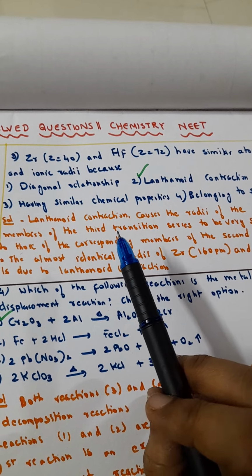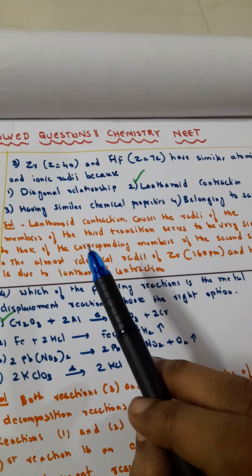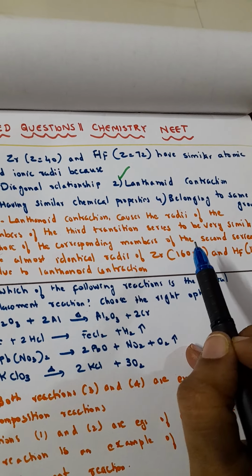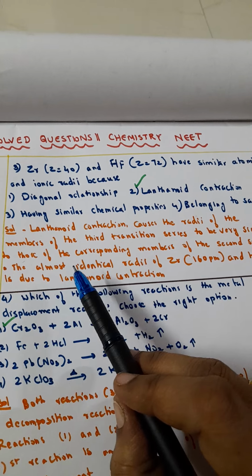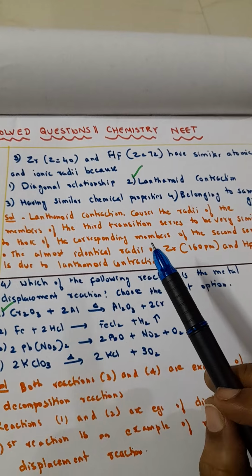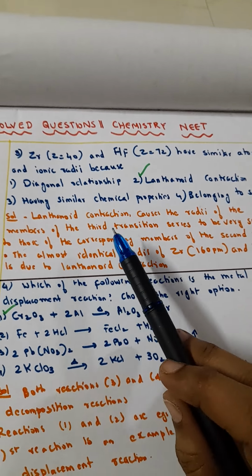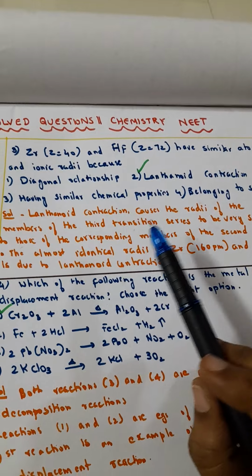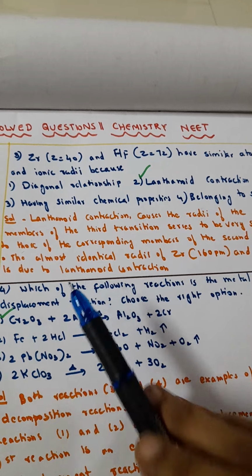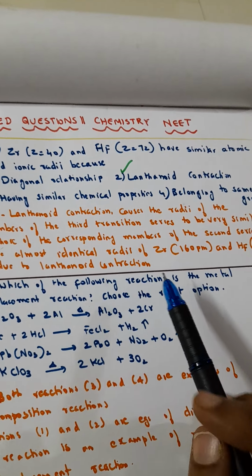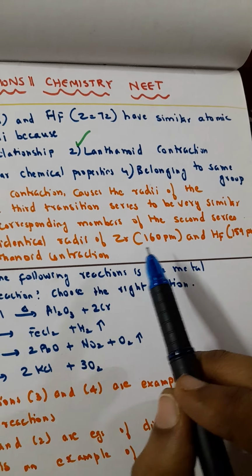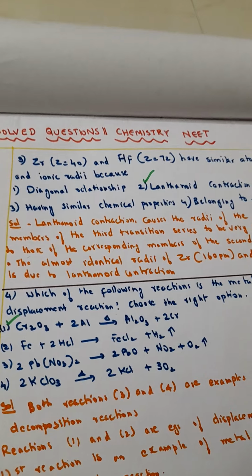See, what is lanthanoid contraction? It causes the radii of the members of the third transition series to behave very similar to that of the corresponding members of the second transition series. So you can see the members of the third series and the second series. Because of the lanthanoid contraction, the radii of these two transition series will behave very similarly, because now they have almost identical radii. For Zr it will be 160 pm, and for Hf it is 159. See, almost it is similar because of lanthanoid contraction.